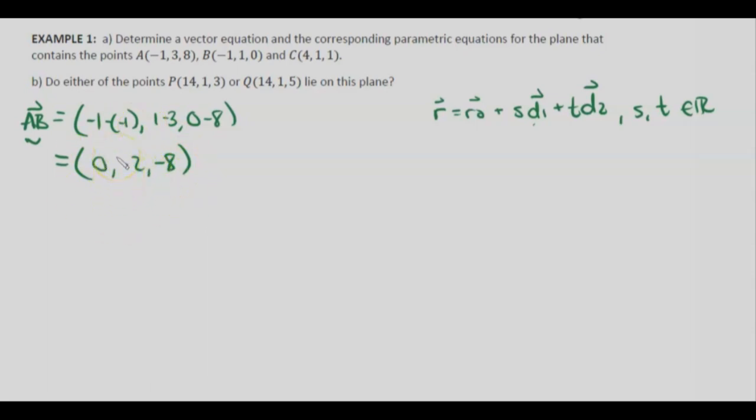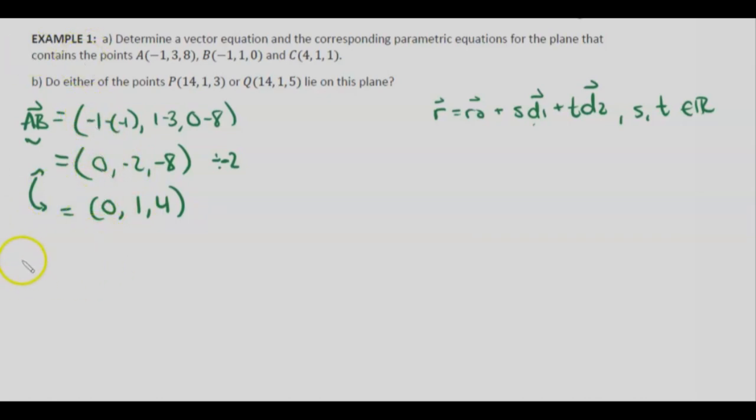I want to point this out. Direction vectors can be scalar multiples of one another. So if we wanted to simplify this, we could divide by 2, and we could get the direction vector... Oh, you know what? I'm going to divide by -2. We get 0, 1, 4. These direction vectors are going to be in the same direction. They're just scalar multiples of one another. So 0, 1, 4 is the simplest form.